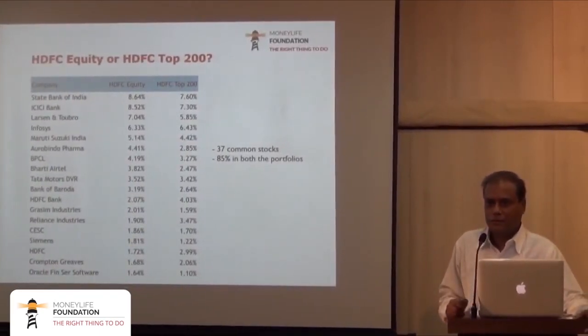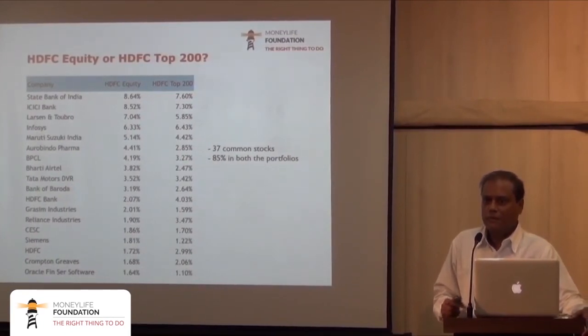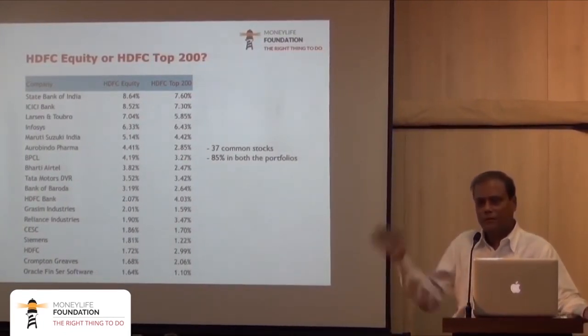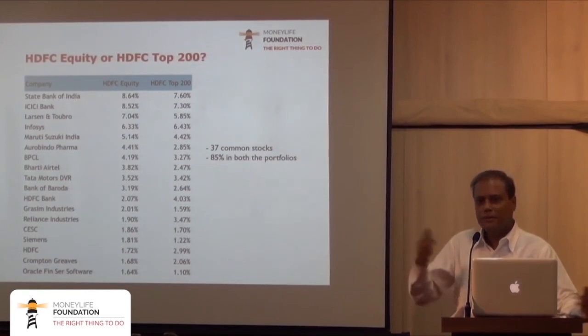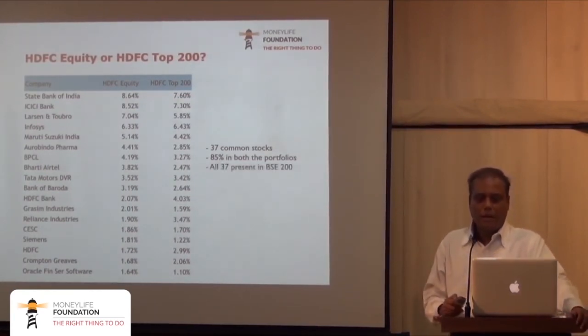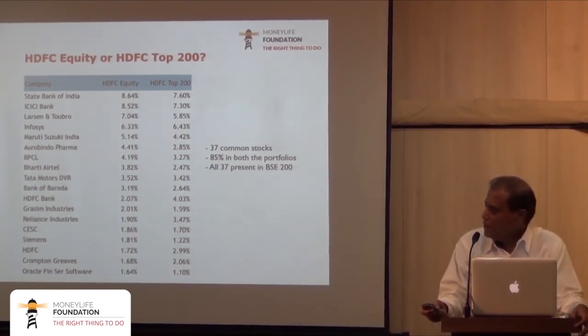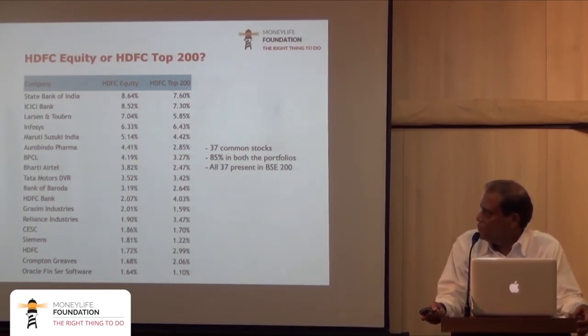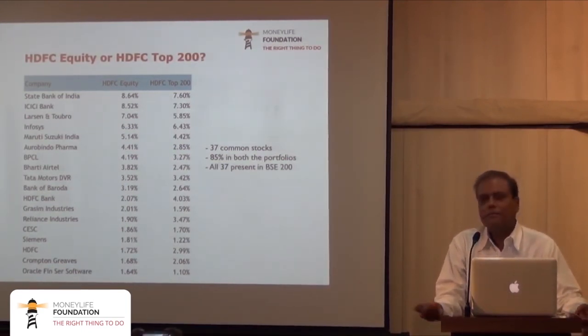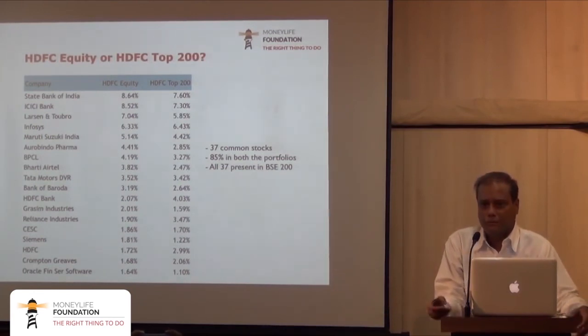This is not stock selection. The fund manager of one and the fund manager of other are just thinking alike, identically. And thinking in terms of all index stocks. Thinking in terms of State Bank, ICICI, Larsen Toubro, Infosys, Maruti, BPCL, Bharti, Tata Motors. All index stocks. You might as well buy Nifty and save that 2.3%.